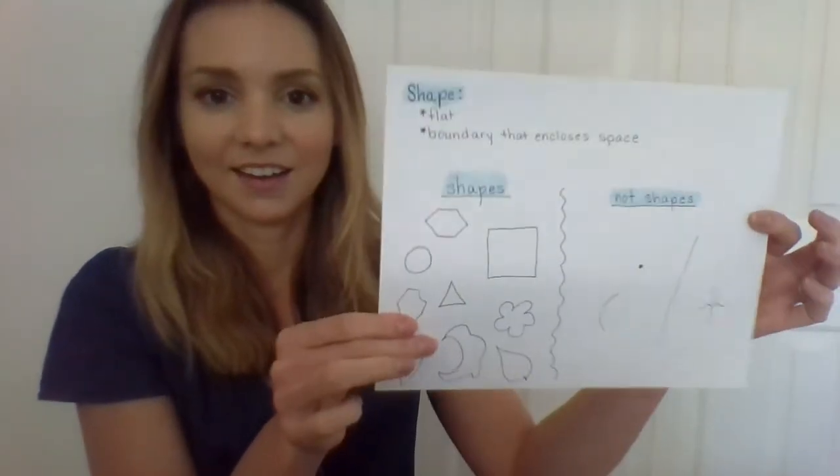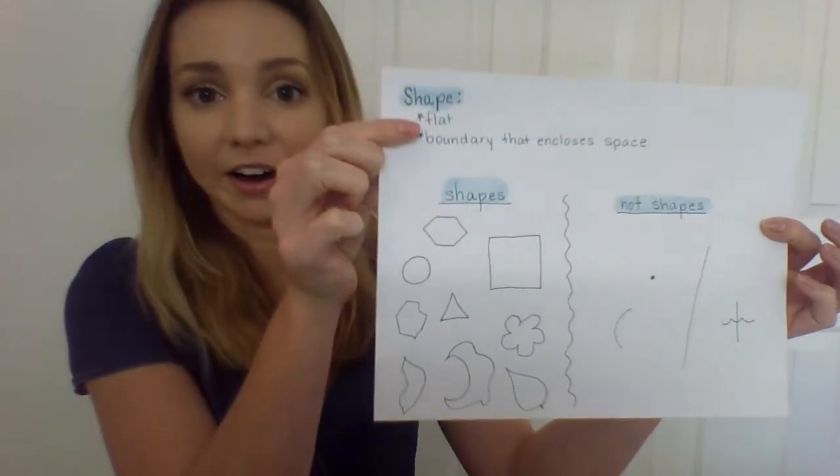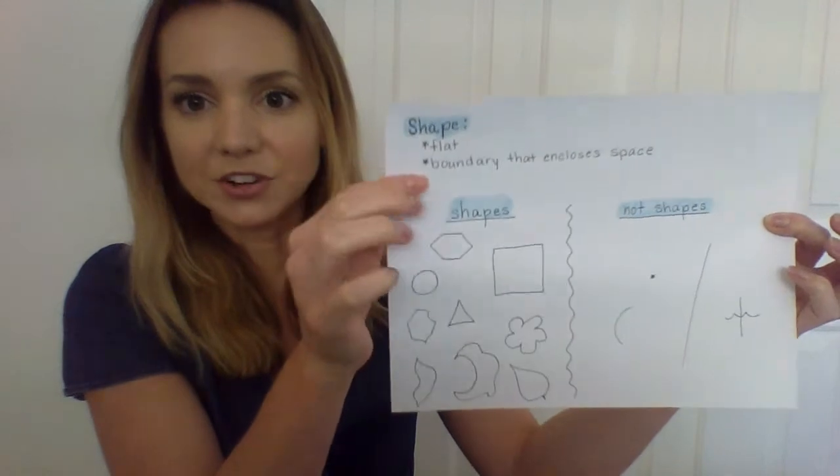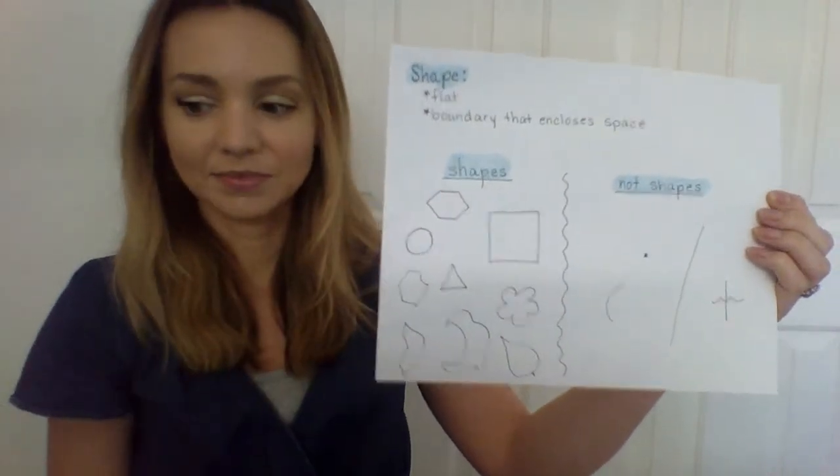And first we're going to explore a certain art element called shape. Now you probably are already familiar with shapes, but I have more to tell you about how shapes can be used in art to make beautiful art drawings or paintings or anything else that you're doing. So, shapes are flat, and they also have a boundary that encloses space.